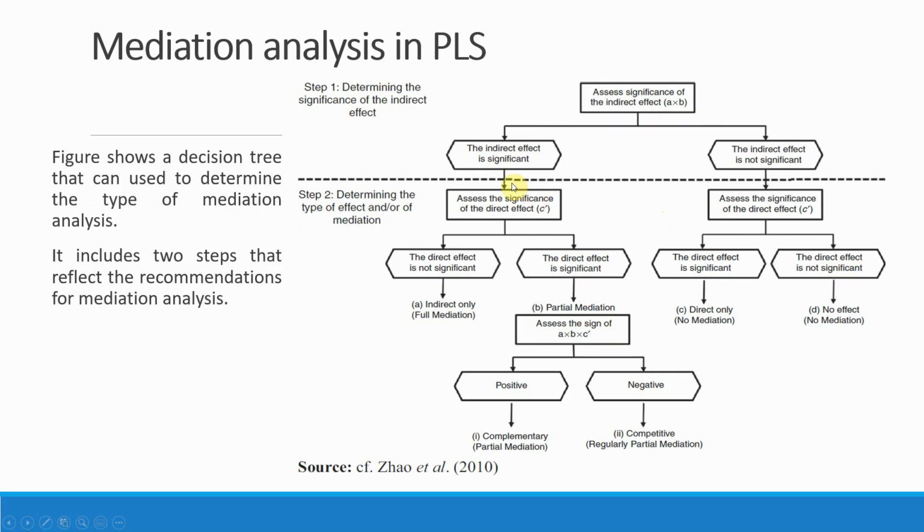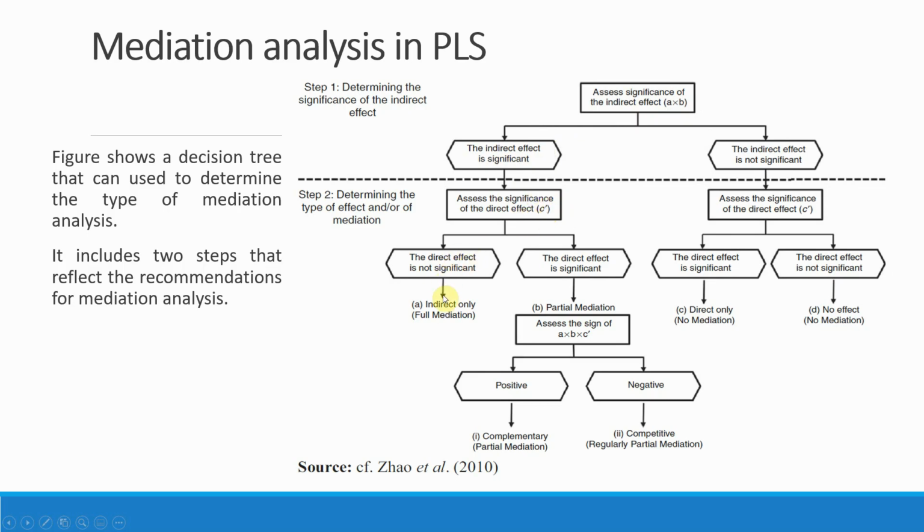Now, mediation analysis in PLS. Here are the steps that we can take, and we'll be looking at this in detail. Here is the decision tree. You need to first assess the significance of indirect effect. Rather than going for the impact of IV on DV, with PLS we look into the significance of indirect effect. Now if the indirect effect is significant, you go for assessing the direct effect, C complement.